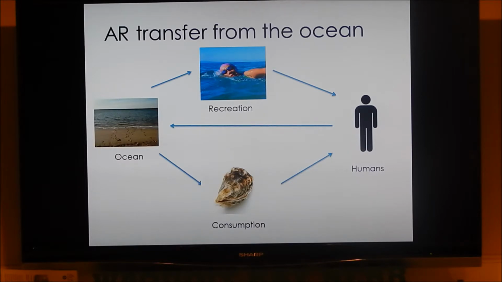So, if they're there, does that matter? Are humans impacted by that? There are actually two ways that we think antibiotic resistance can be transferred from the ocean. One is through consumption of various marine goods, like shellfish, and the other is through recreation: fishing, boating, swimming, where sometimes you're interacting directly with the water through your skin, or you ingest water as well. These two ways allow the potential transfer of resistance from the marine environment to humans.